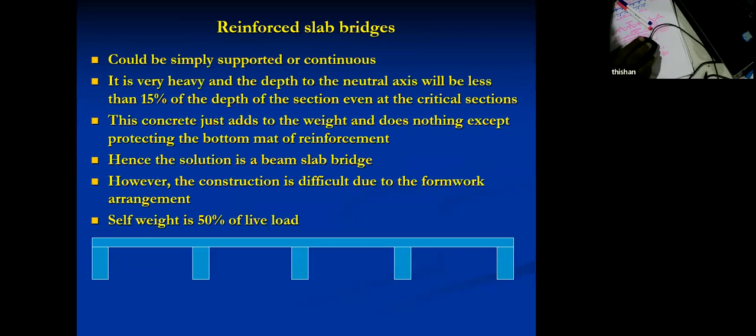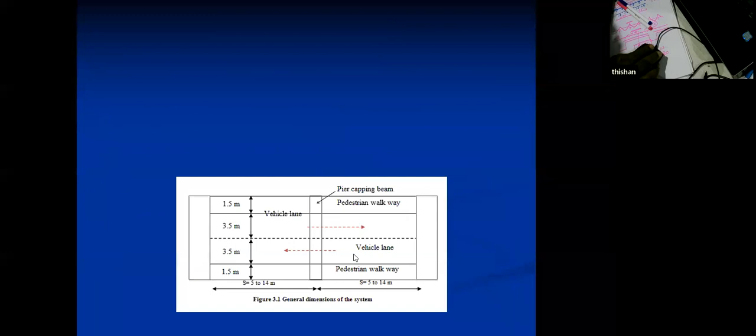Reinforced concrete slabs. Reinforced slab bridges can be simply supported or continuous. It's very heavy due to the depth, because it's packed under the section. This concrete just adds to the weight and does nothing except protecting the bottom mat reinforcement. So the solution is beam slab bridges, but the construction is difficult because you need some special formwork. So because of that reason, we can go for precasting.